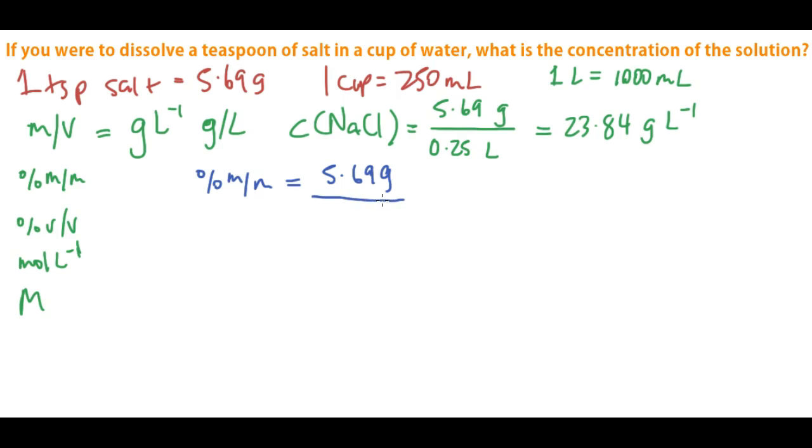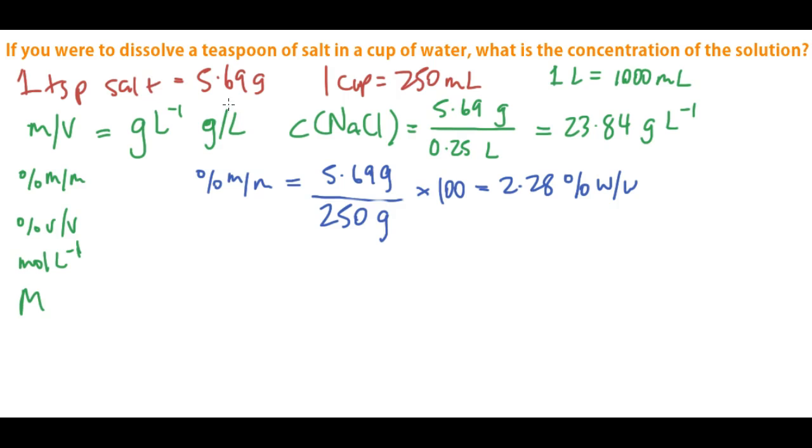Now we know that because of the specific gravity of water, 1 gram of water is 1 mL. So if you have 250 mL, that is the mass of our solvent. So we have 5.69 grams of salt, and we should have 250 grams of our solvent. We multiply that by 100 to get a percentage, and that should give us about 2.28% weight by weight solution.